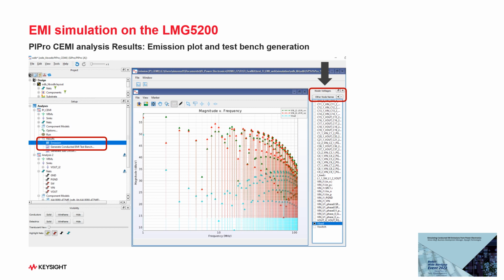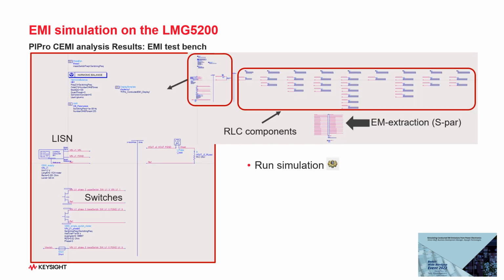This doesn't really tell you anything about whether you pass or not. And this is what I mentioned: we have an automated generation of the CISPR 25 test bench, for instance. So you press the button only, and you have the test bench in front of you. It looks like that. On the left side, you see the LISN modeled, the switches modeled, and this also offers you the opportunity to replace these switches by a SPICE model if you want.